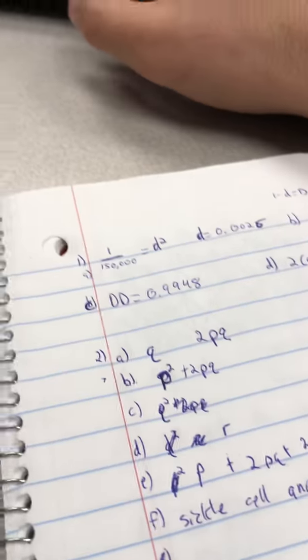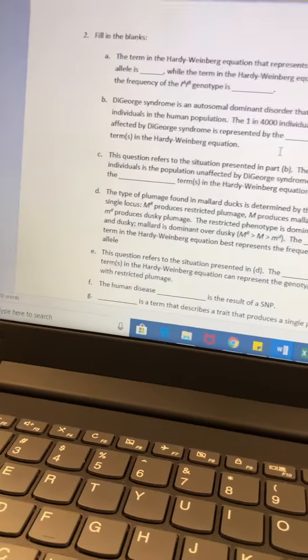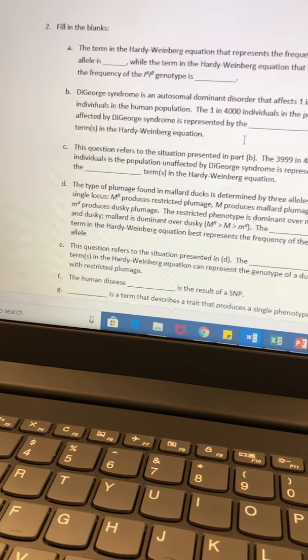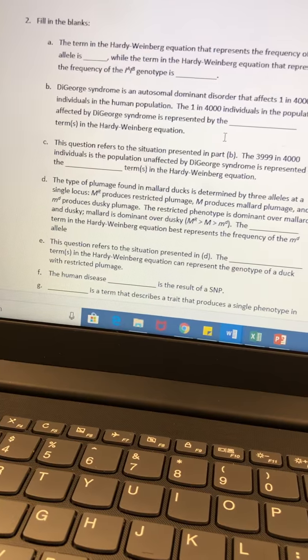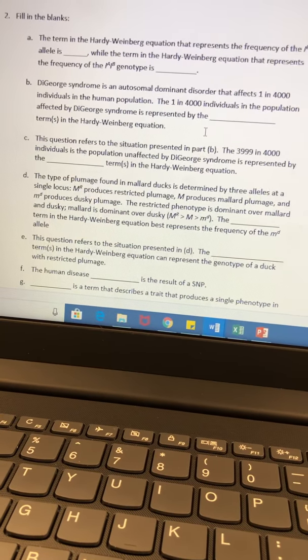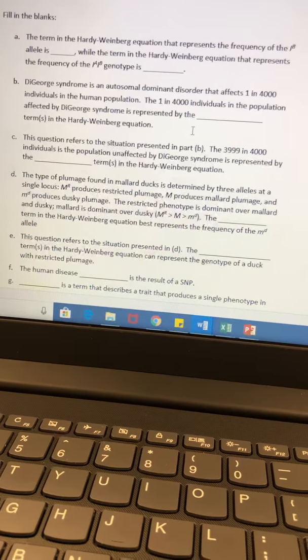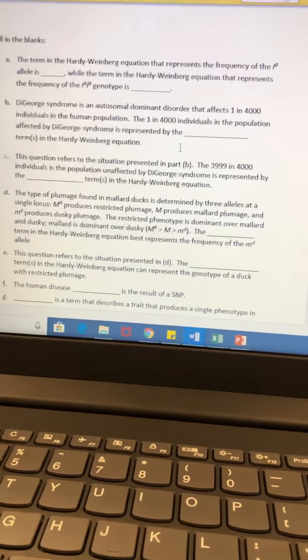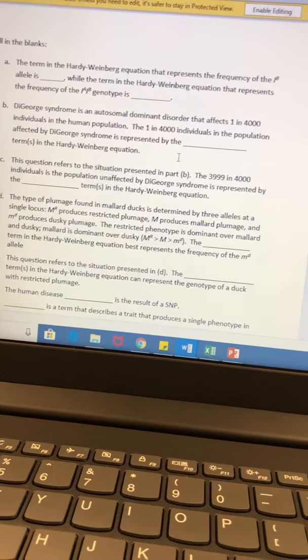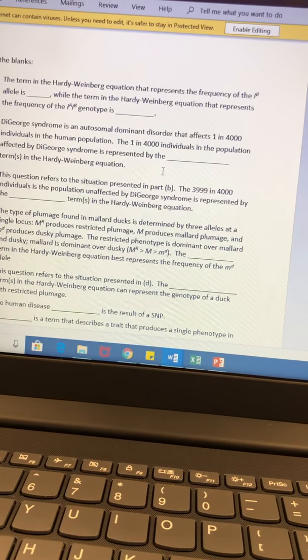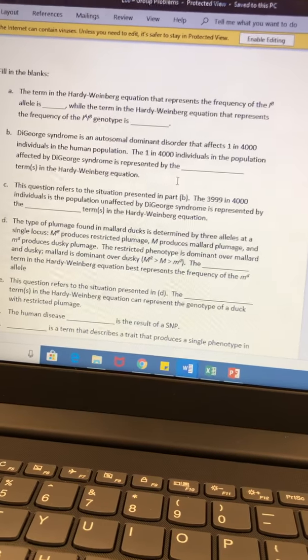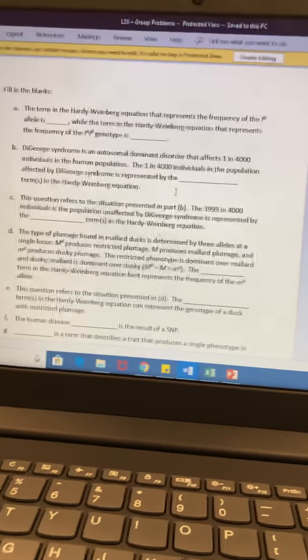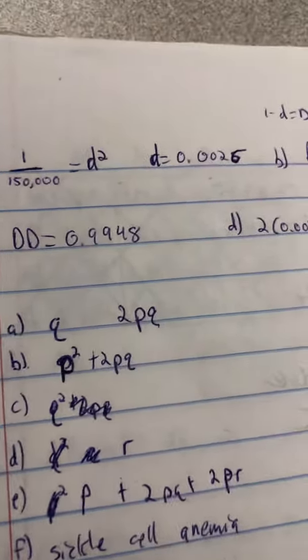For 2, it was fill in the blanks, and it says the term in the Hardy-Weinberg equation that represents the frequency of the IB allele is Q, while the term in the Hardy-Weinberg equation that represents the frequency of the IA-IB genotype is 2PQ. For B, DiGeorge syndrome is an autosomal dominant disorder that affects 1 in 4,000 individuals in the human population. The 1 in 4,000 individuals in the population affected by DiGeorge syndrome is represented by the P squared plus 2PQ because it's a dominant disorder.